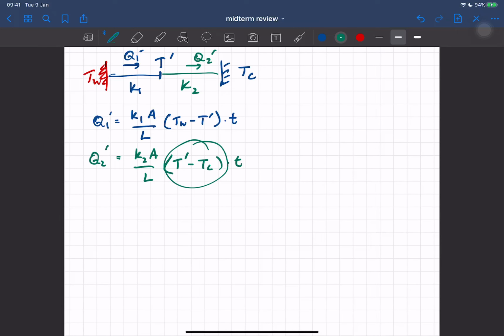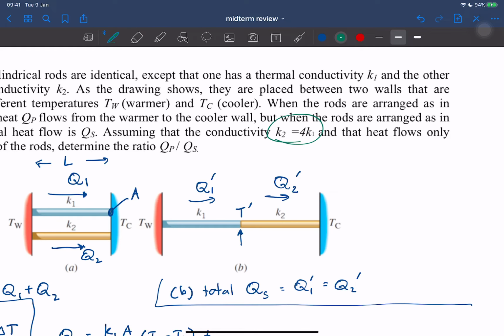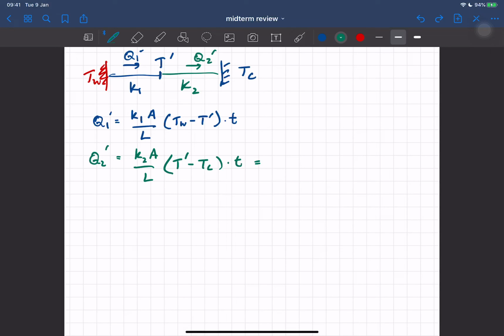Don't swap the order here. It's very important, okay? So it's always hot minus cold, hot minus cold. So T prime is hotter than TC, right? So you cannot write TC minus T prime. That doesn't make sense. And remember that K2, how much is K2? K2 is 4 times K1, so we can also substitute that in here times time.